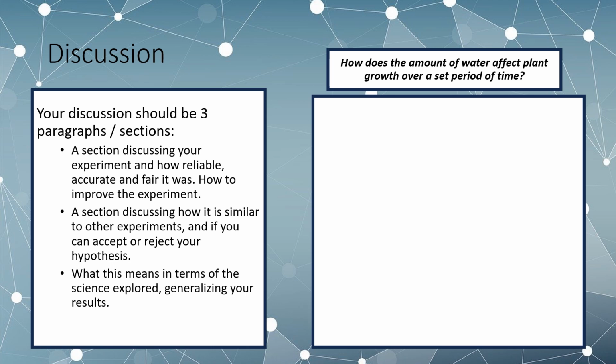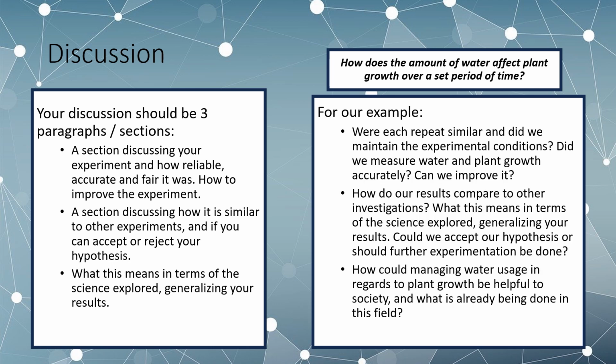For our example, our first paragraph, not going to go into them in too much detail here, but just talking about what we exactly would talk about. We might talk about how each repeat was similar and how we maintain the experiment conditions. Did we measure water and plant growth accurately? Well, did we have the right tools? And how can we improve that going forward?